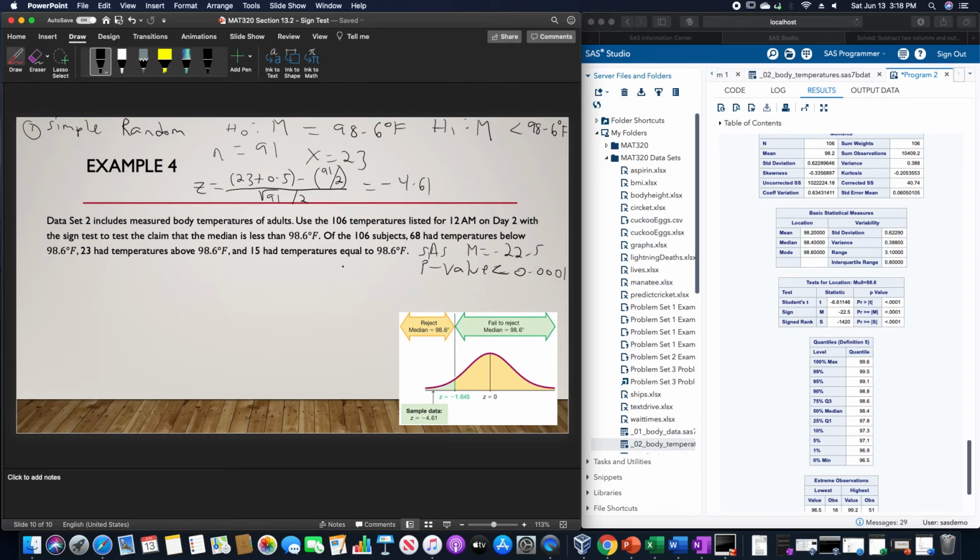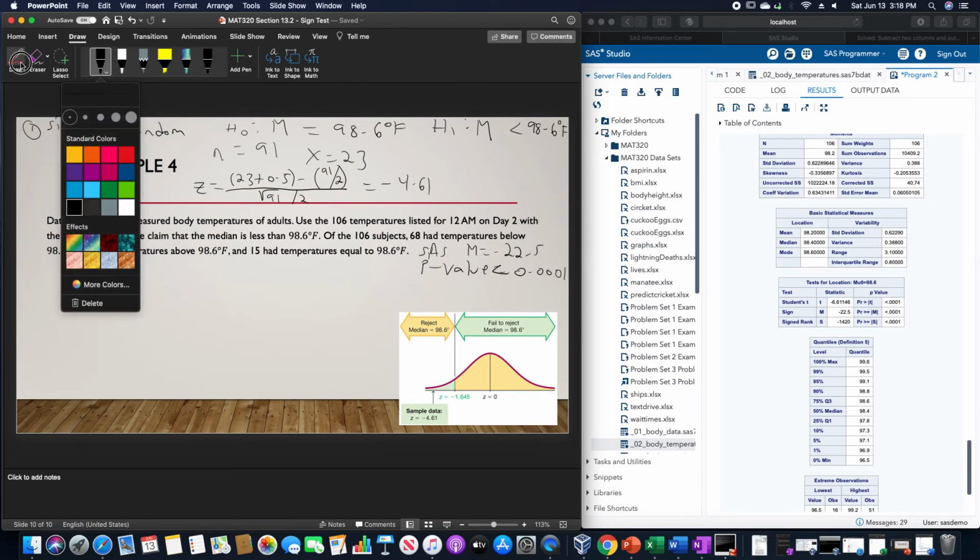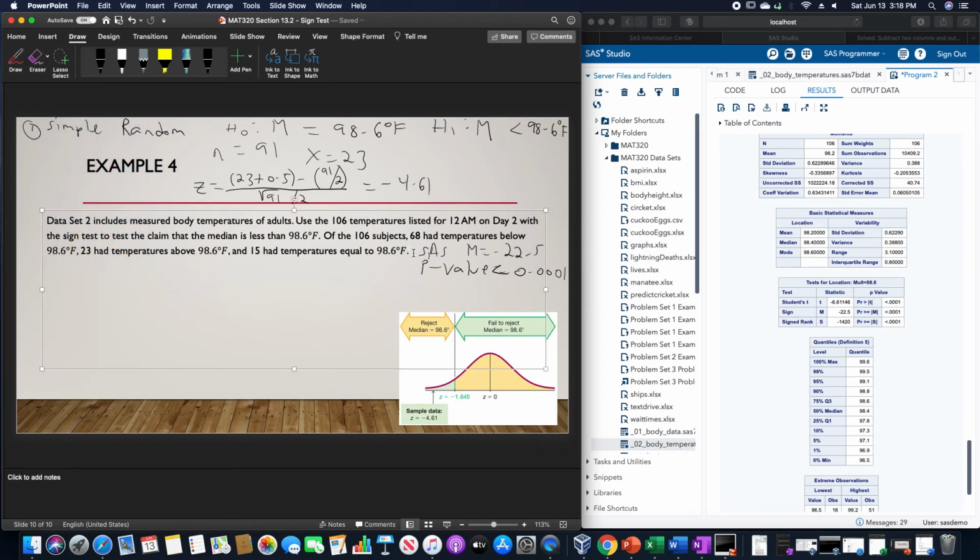And so we could write up our conclusion to this, and I'll just type this so it's a bit easier. At the 5% level of significance, we have sufficient evidence to support the claim that the median body temperature of healthy adults is less than 98.6 degrees Fahrenheit.